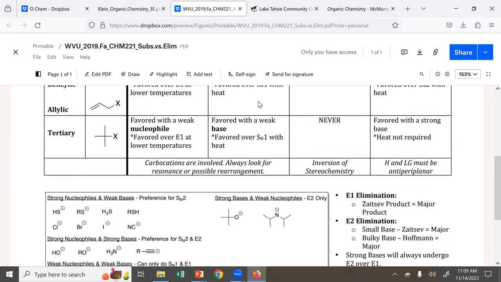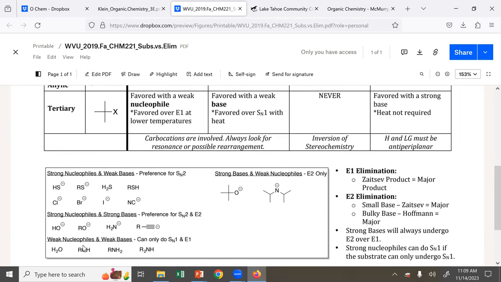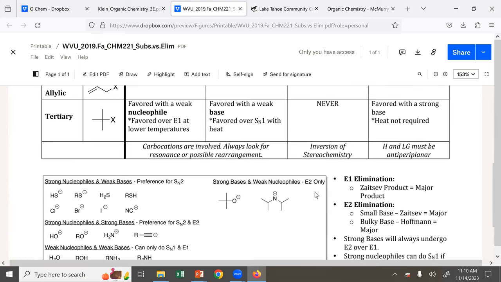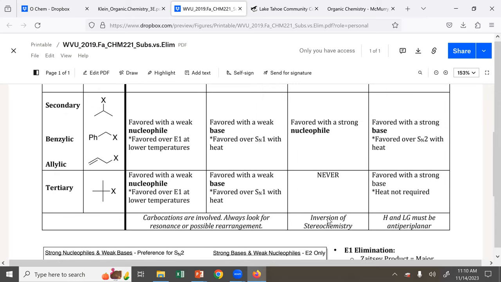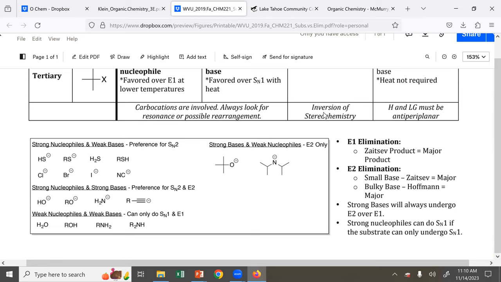If we look down here, this calls out an alcohol or water as a weak nucleophile and a weak base. Basically, according to this, it would only go SN1 because of how weak that nucleophile is. We treated it like it could do both. We probably would see a measurable amount of the SN2. But the fact that it's a weak nucleophile, according to this chart, is going to dominate, and we can effectively say, within sig figs, we'll only see the first order reactions if it's a weak nucleophile.